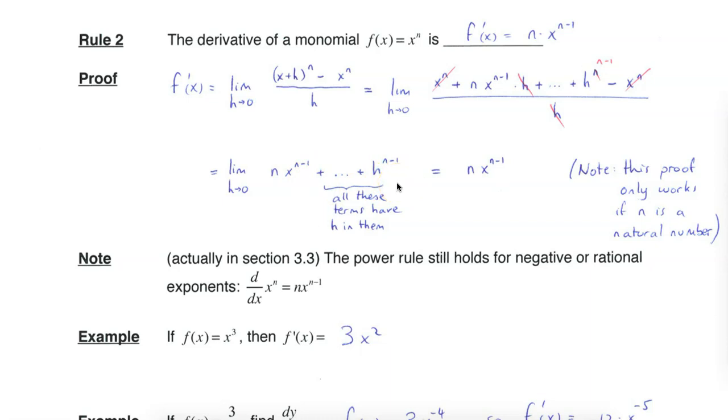So when I do direct substitution, when I plug in h equals 0, all of these become 0, and we are left with just n times x to the n minus 1. So that is what we wanted to prove. This proof only works when n is a positive integer, but we will see later in the next section that this power rule is also true for any value of n. You can take negative values of n, you can take fractions for n. It's always the same. It's always the same rule.